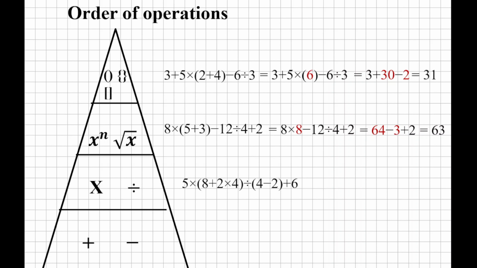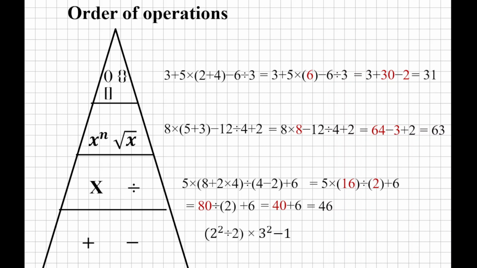In this example, we first solve what is inside the parentheses. 8 plus 2 times 4 is 8 plus 8, or 16. 4 minus 2 is 2. Now we solve multiplication and division from left to right because they are at the same level in the order of operations. 5 times 16 is 80. Now 80 divided by 2 is 40. The result is 40 plus 6, or 46.